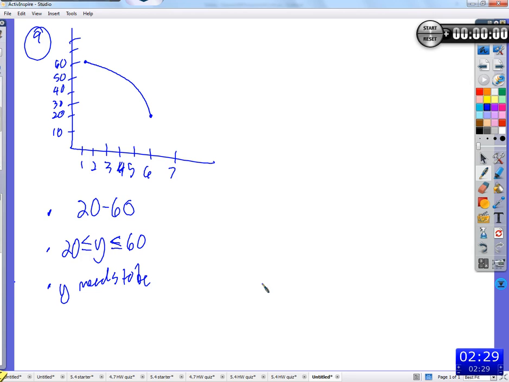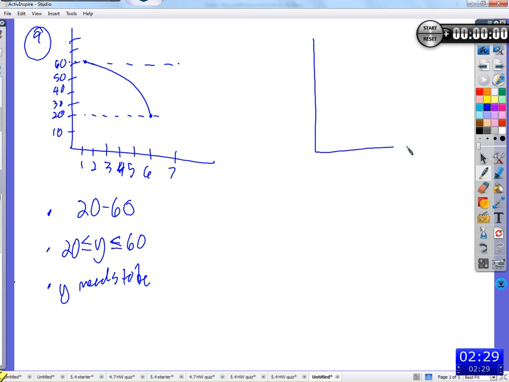You can see that the function exists here, but nowhere here. There is no output here. If we look on the y-axis, we don't see any function here. If we look above 60, we won't see any function up there. So you look at all the valid outputs, and that's what you list.